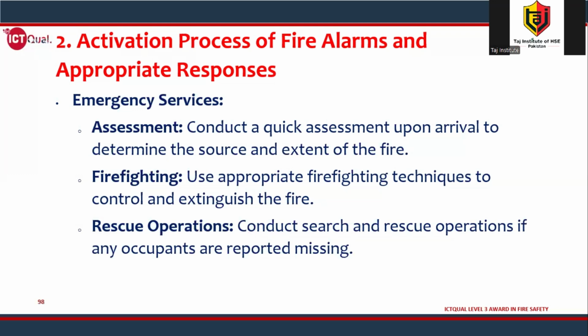So this is the most important thing. When all the employees come out to the assembly point, there should be some assessment to do. Assessment of whom? The persons who are missing. This is called rescue operation.